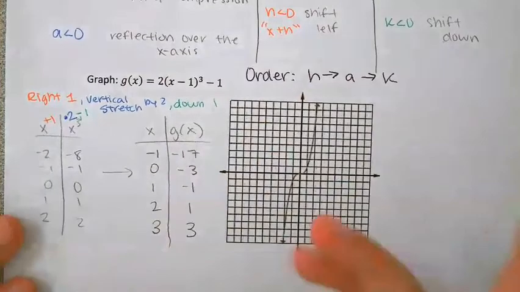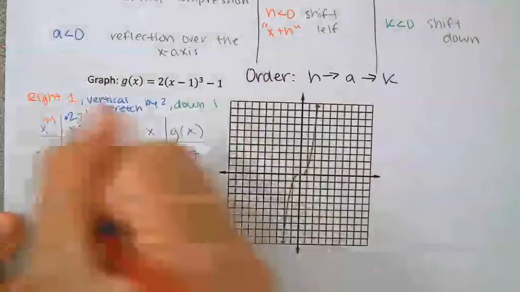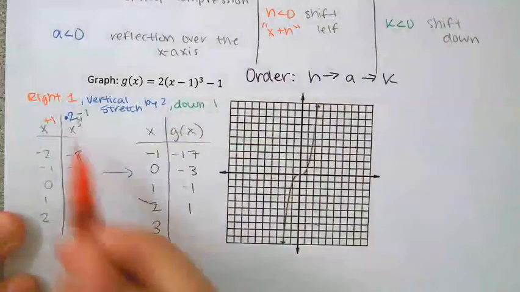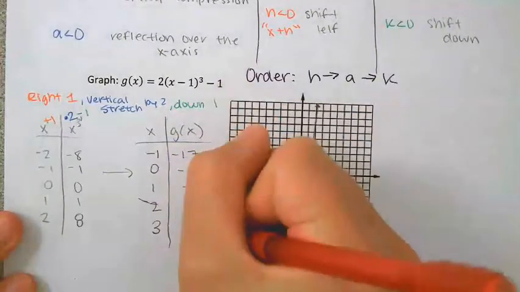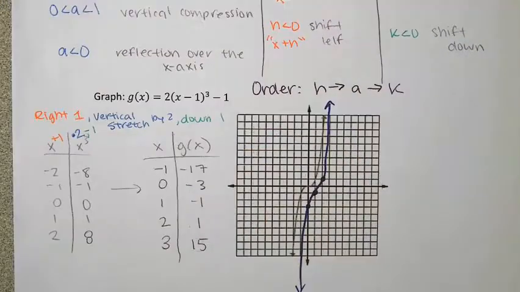Ooh, there's not our points because Ms. Marshall didn't write the parent function correctly. That should be 8. So 8 times 2 is 16 minus 1. That should be 15, which makes a lot more sense. Now we can plot these points.